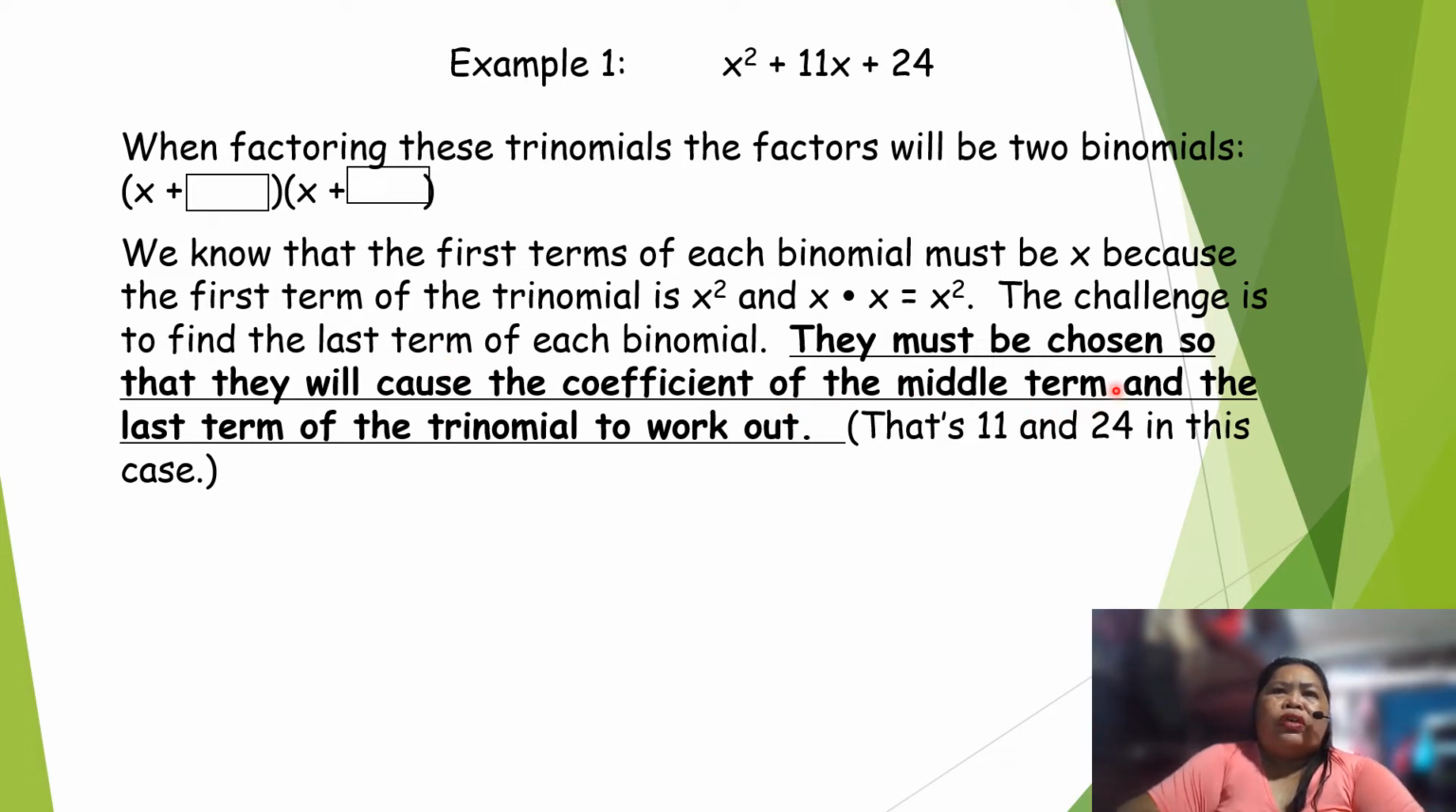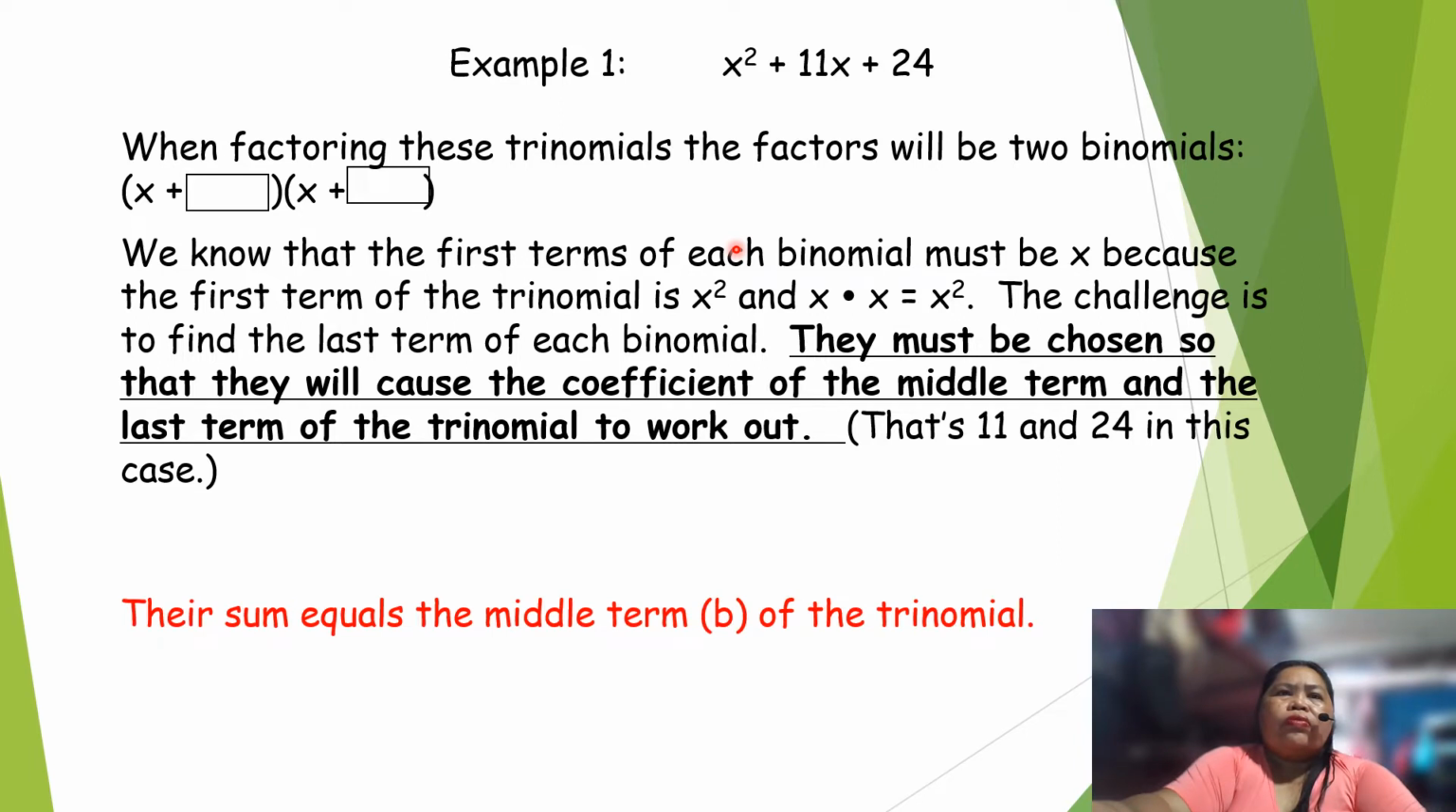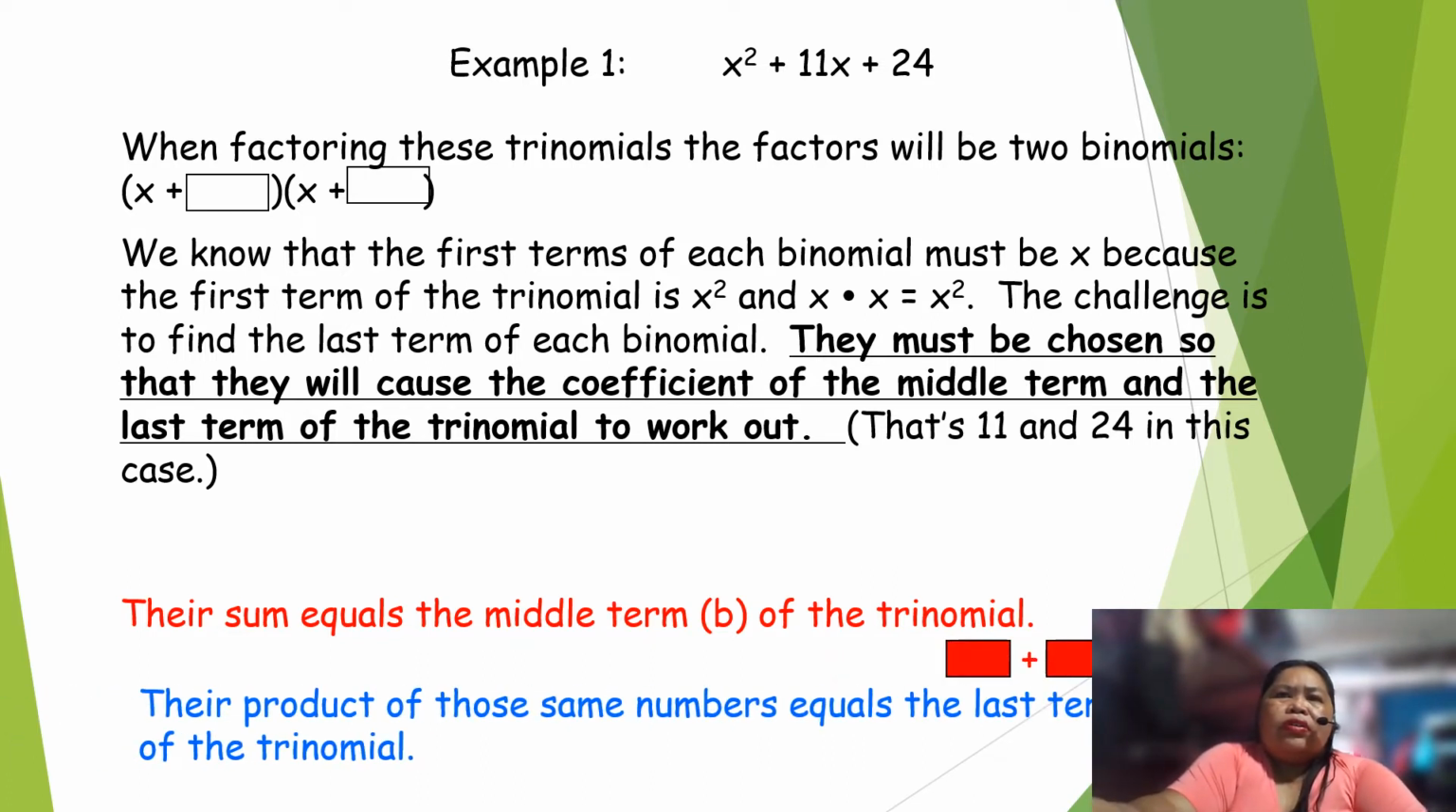They must be chosen so that they will cause the coefficient of the middle term and the last term of the trinomial to work out. So that's 11 and 24 in this case. Their sum equals the middle term of the trinomial, and the product of those same numbers equals the last term of that trinomial. That will be 24.